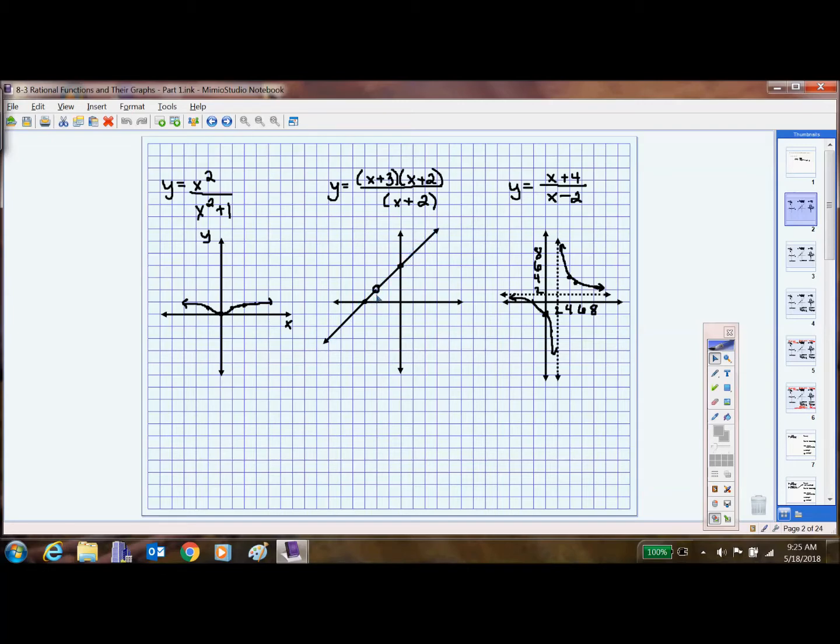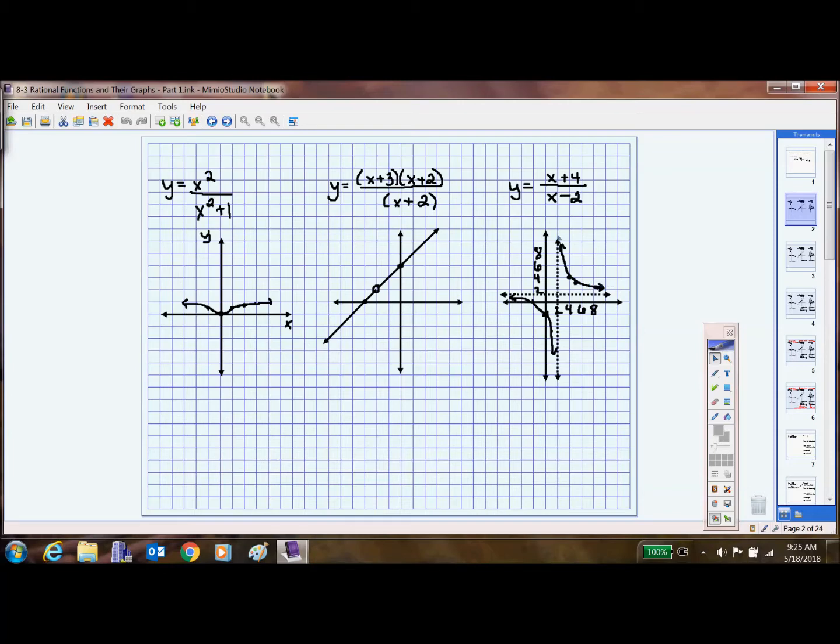But this one has a hole in it. Can anybody tell me why you think this graph, what's up with the hole? Marcus? Because x can't equal negative 2. Good, because x can't equal negative 2. It would be easy to figure out what would fill up that hole. But since it started out being this function and we can't have 0 in the denominator, this graph ends up being linear with a hole in it.